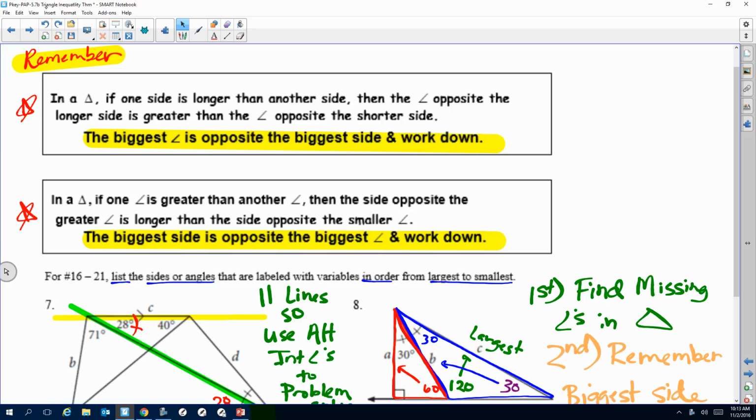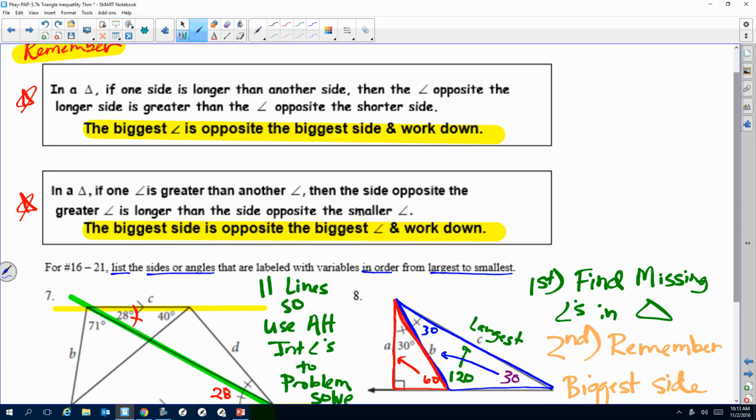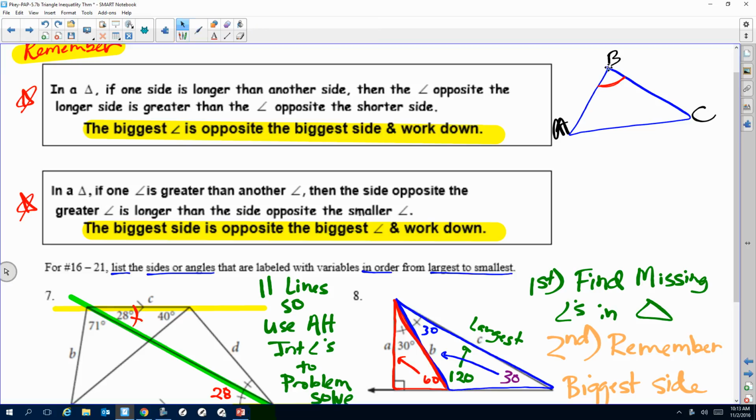Okay, so the biggest angle and biggest side are opposite each other. For example, just looking at this triangle, let me give the angles names, just to recap: A, B, C. I'm telling you right now, off the bat, angle B is the biggest one.